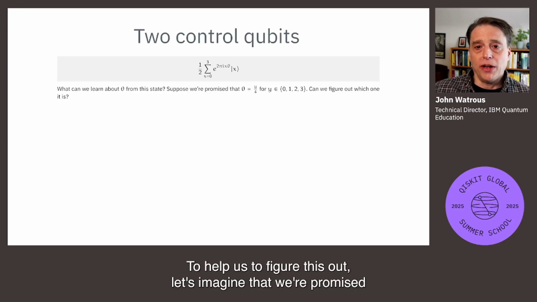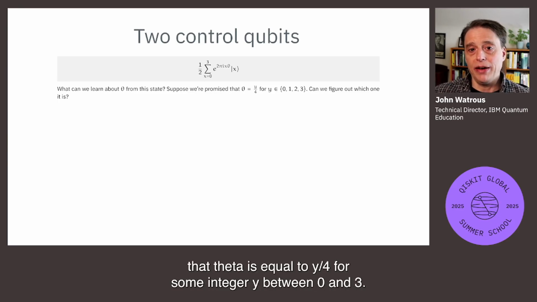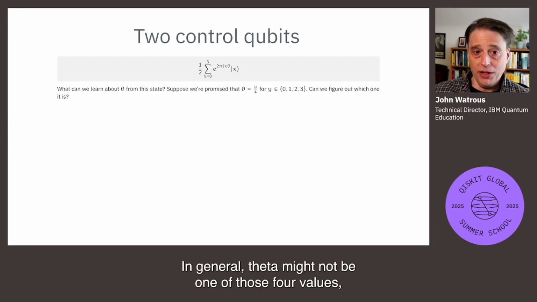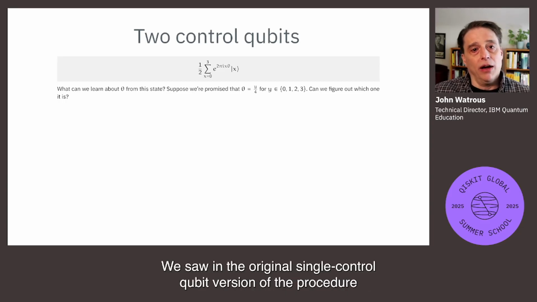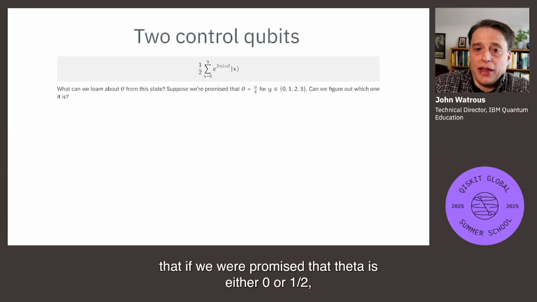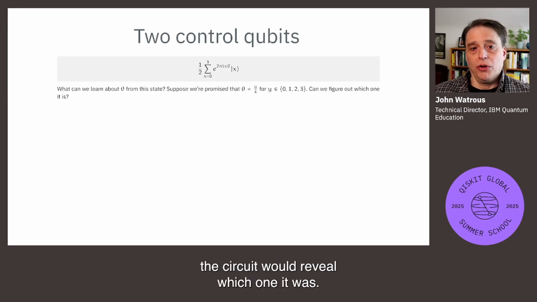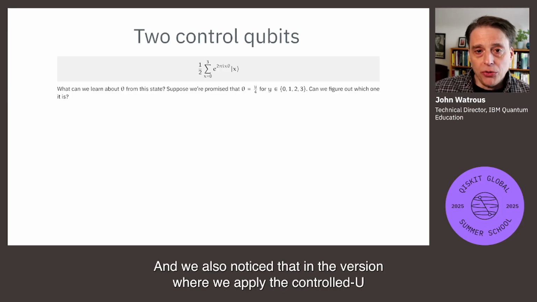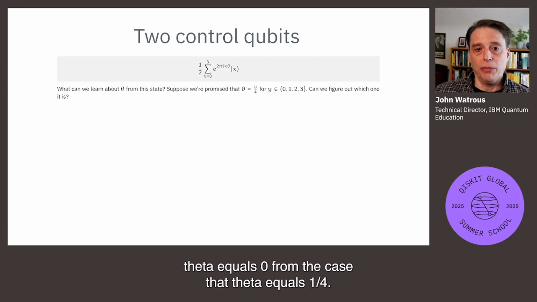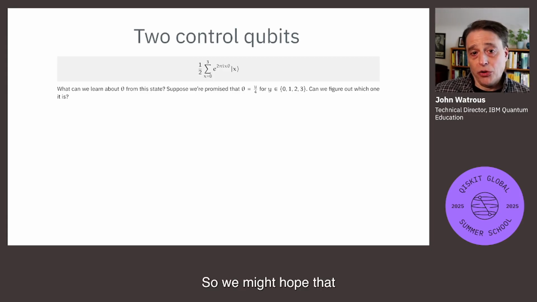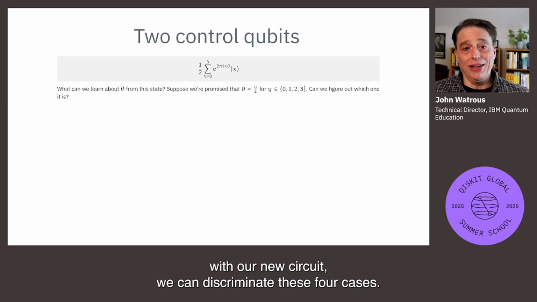To help us to figure this out, let's imagine that we're promised that theta is equal to y over 4 for some integer y between 0 and 3. In general, theta might not be one of those 4 values, but this is a natural case to consider. We saw in the original single control qubit version of the procedure that if we were promised that theta is either 0 or 1/2, the circuit would reveal which one it was. And we also noticed that in the version where we applied the controlled U operation twice, we could effectively discriminate the case theta equals 0 from the case that theta equals 1/4. So we might hope that with our new circuit, we can discriminate these 4 cases.